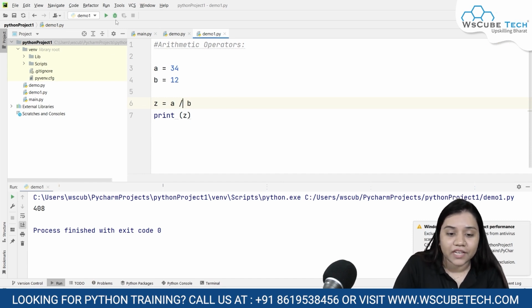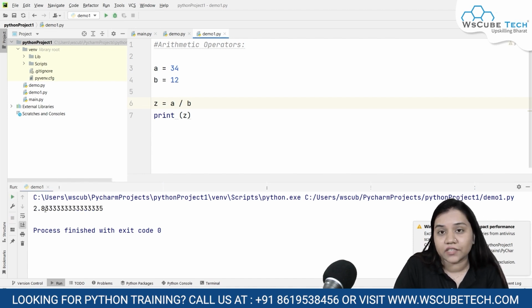And as soon as you put a slash over here, you'll get the output as 2.8333 and so on. So this was our division operator. Now talking about our special new operators that we have. First of all, let's talk about exponent.